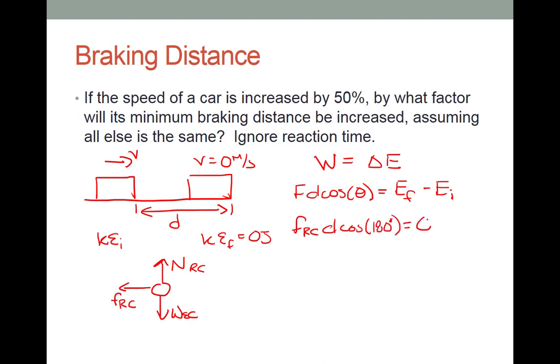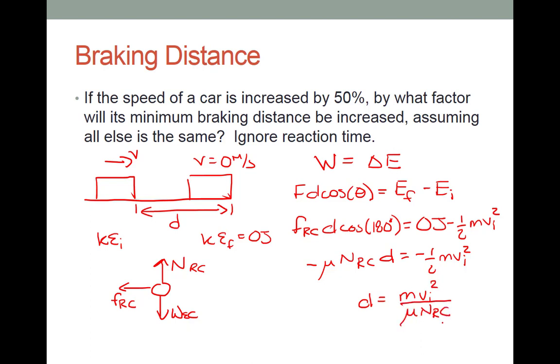Our final kinetic energy is 0. Our initial kinetic energy will be 1/2 m v initial squared. Okay, again, cosine of 180 is -1. So I get negative mu n_RC times d equals -1/2 m v initial squared. And I can now solve for d. So d is going to equal m v initial squared divided by mu n_RC. Oh, and I have a 2 that I dropped there.